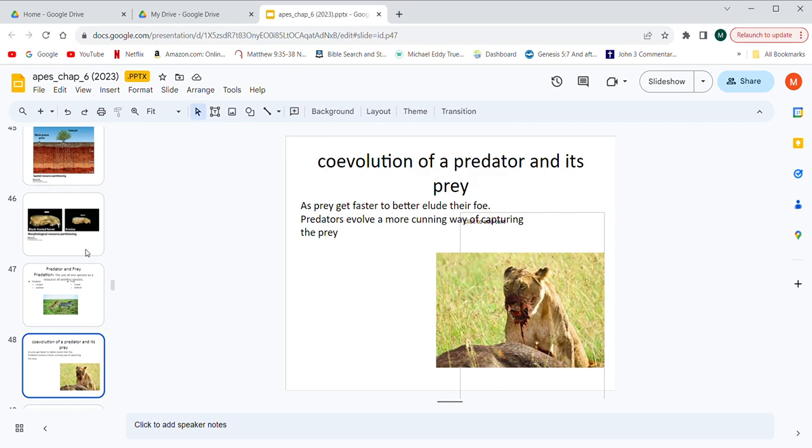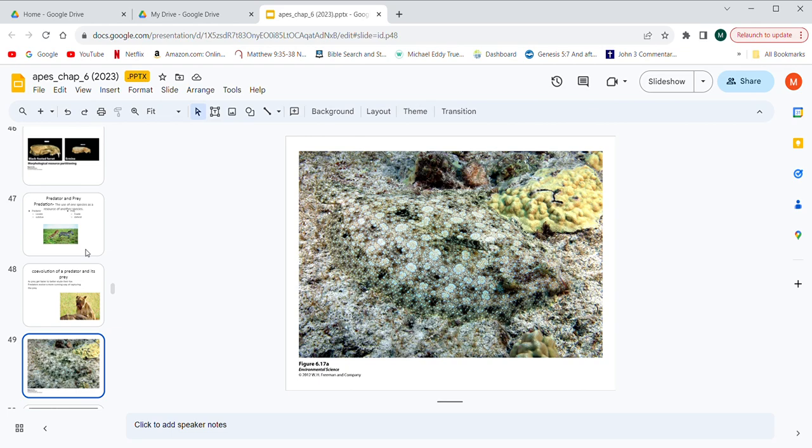The faster a prey gets and the better it eludes its foe, like I said, predators evolve a more cunning way to capture their prey. Guys, it is truly a vicious world. Nature is a vicious place, and in order for things to live, other things have to die, and that's just truth. Okay, one example of eluding is through camouflage.